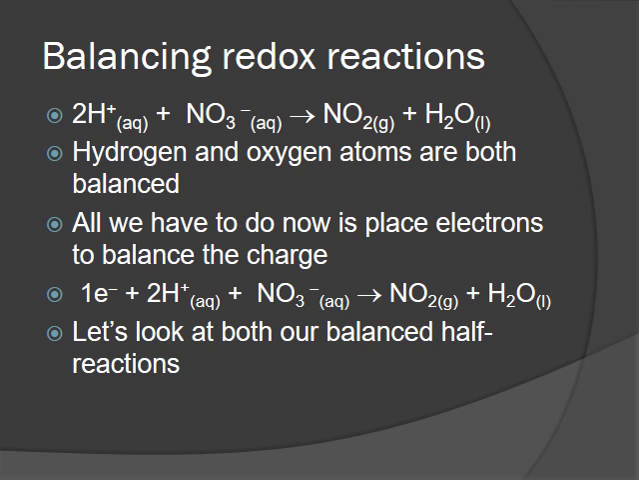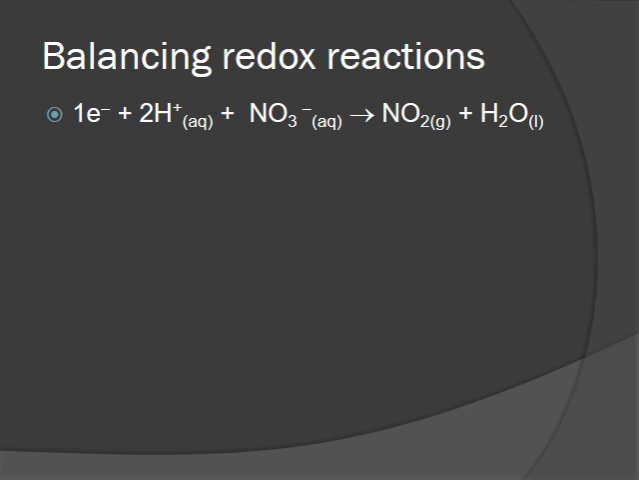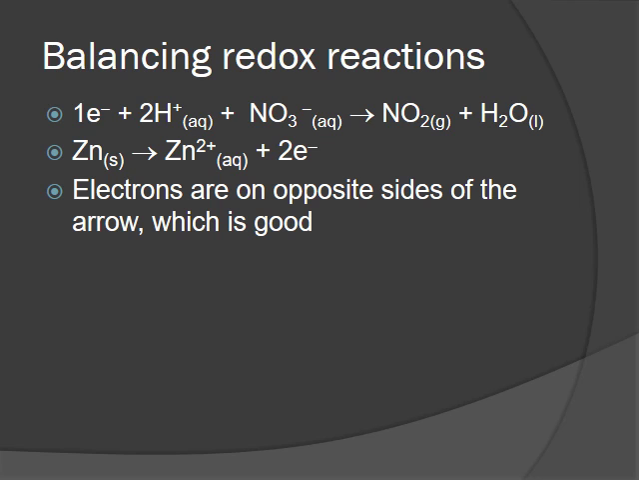Let's look at both of our balanced half reactions. Next step. One thing to check is that we have electrons on opposite sides of the arrow, because eventually the electrons are going to cancel. If you balance redox reactions using this method and you end up with electrons on the same side of the arrow for both half reactions, back up. You'll need to do something again because the electrons must cancel.